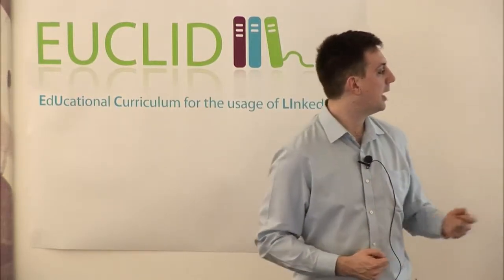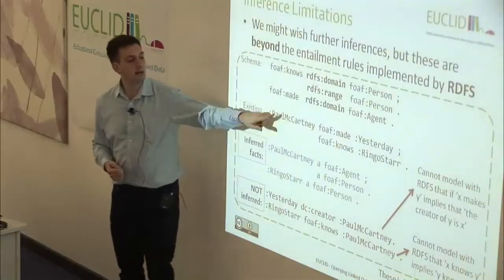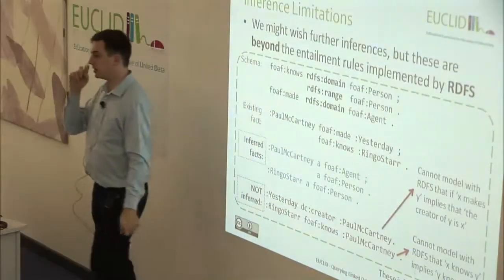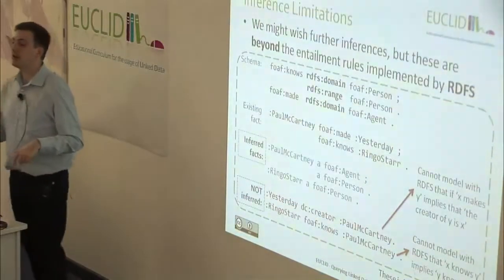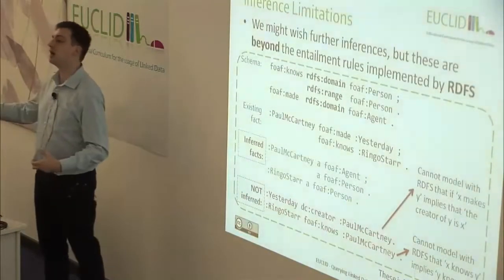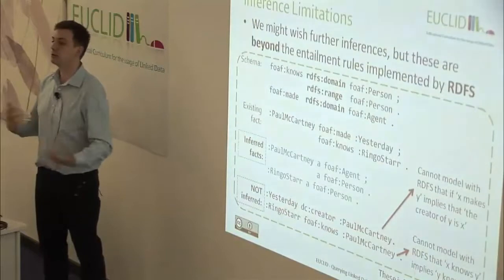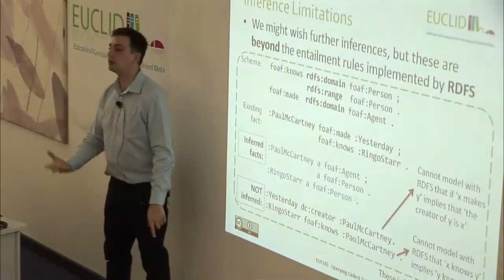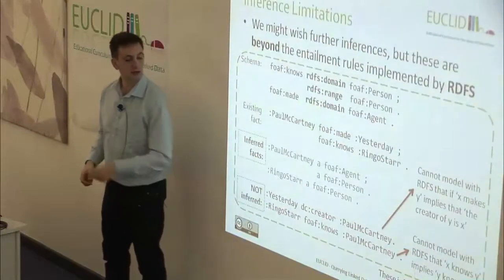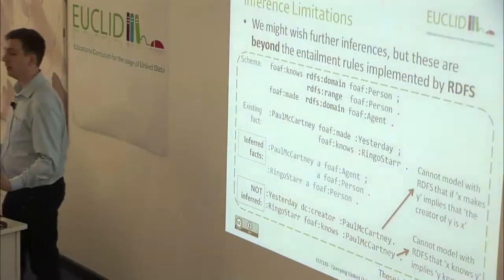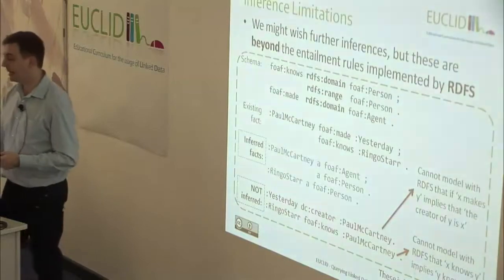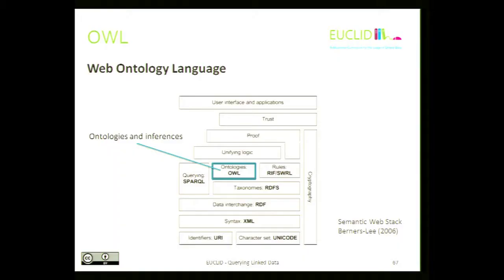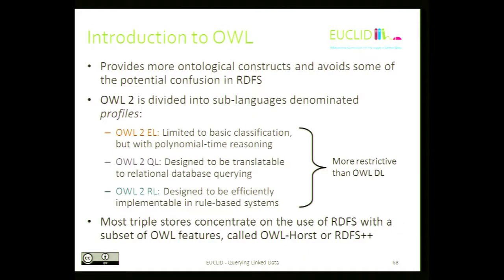Similarly, if we explicitly say Paul McCartney knows Ringo Starr, RDFS isn't powerful enough to say if X knows Y, then Y knows X through the same property. So we can't set it up to be queryable that Ringo Starr knows Paul McCartney in return. All of these things we can do with OWL. So we move on to OWL.